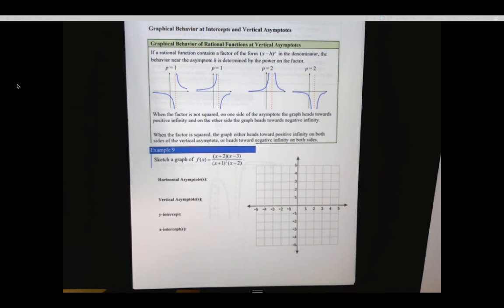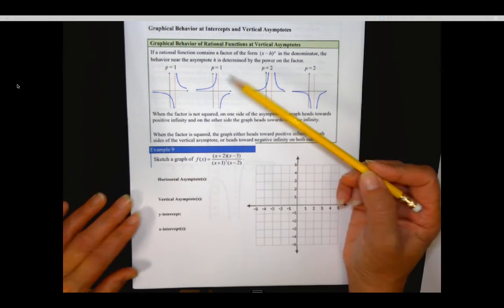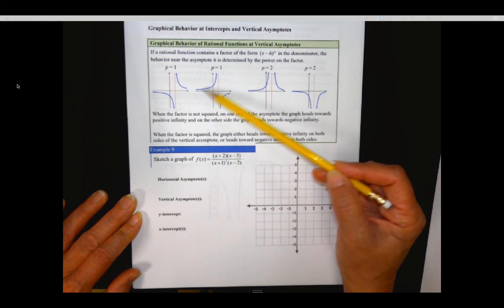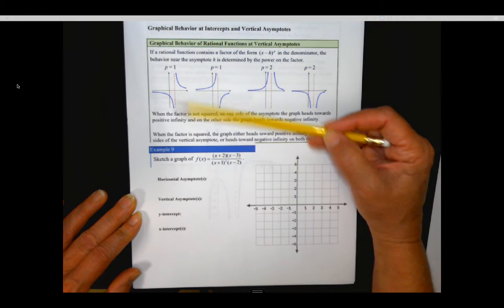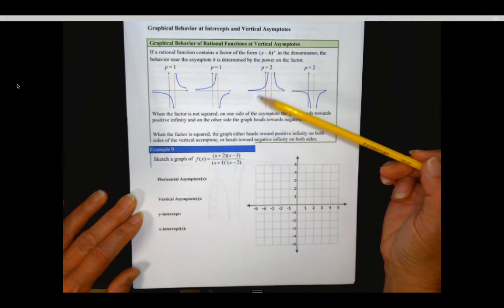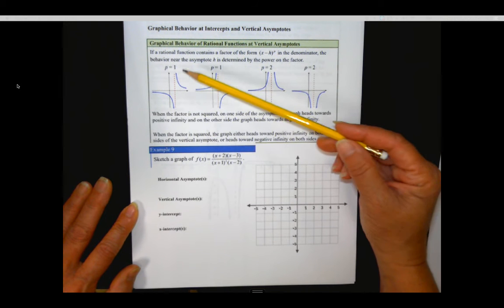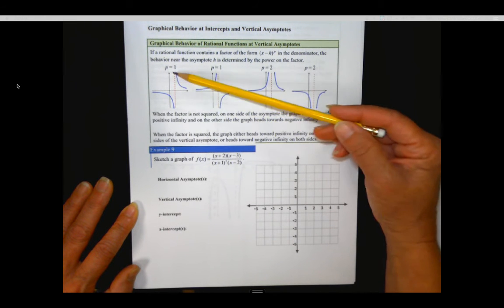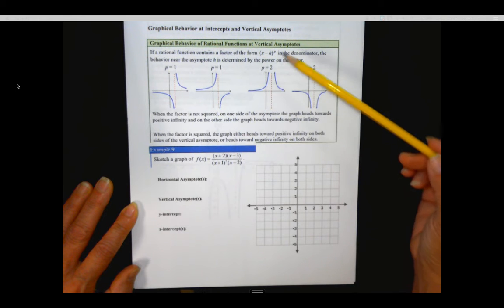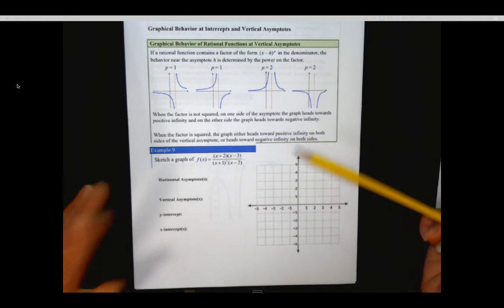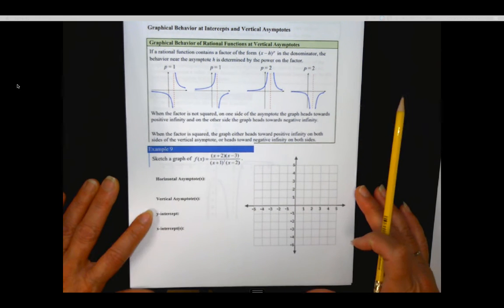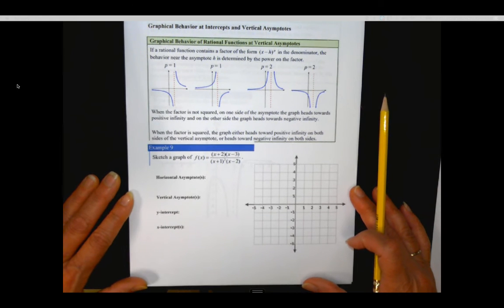So the graphical behavior of rational functions at the vertical asymptote, just like we looked at before, we kind of think of it as end behavior, but in the sections on either side of the vertical asymptote. So if we have one asymptote, and what that looks like, we have it broken out like this, and so on. So we're just going to go through an example. Feel free to write this definition down in your own words to help you with that.